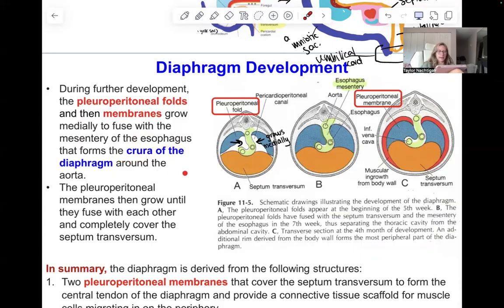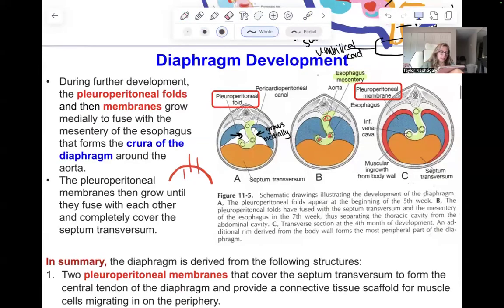and that forms the crura of the diaphragm around the aorta. Remember, the diaphragm has this really tenting structure, kind of like that. But we have three holes in it. We have a hole for the aorta, we have a hole for the esophagus, and we have a hole for the inferior vena cava, which we see here. Aorta, esophagus, inferior vena cava.